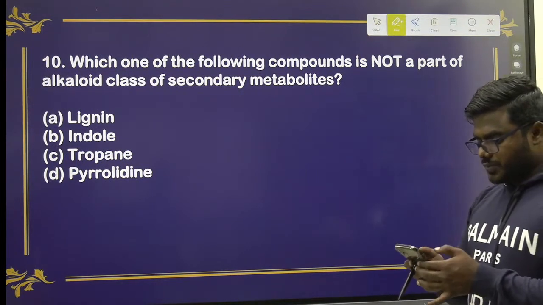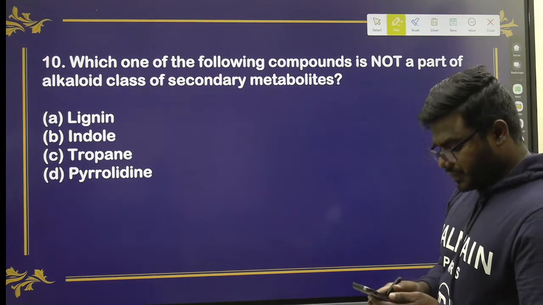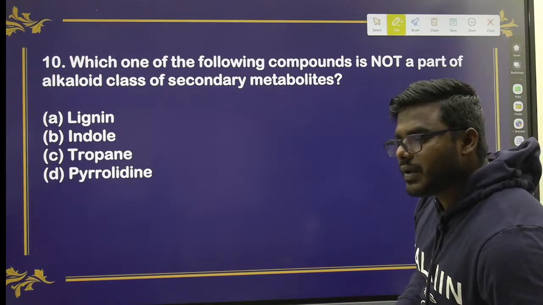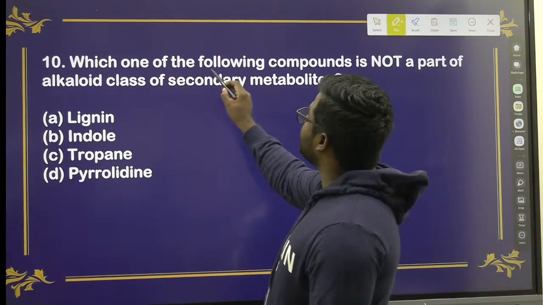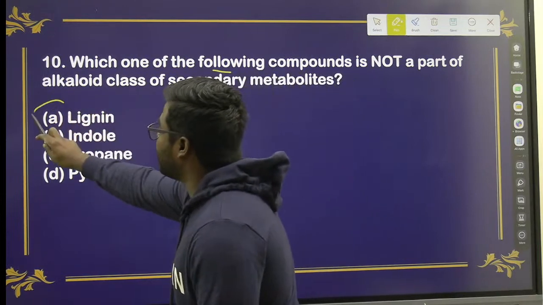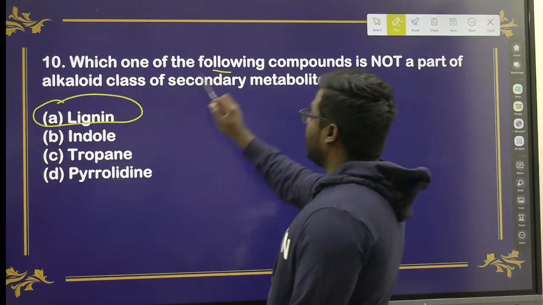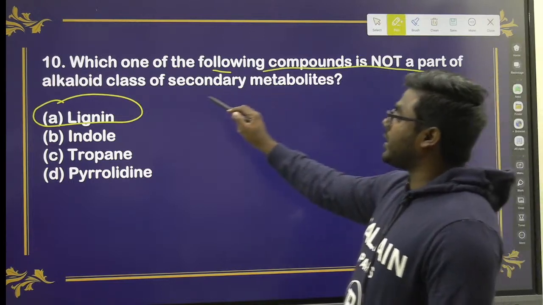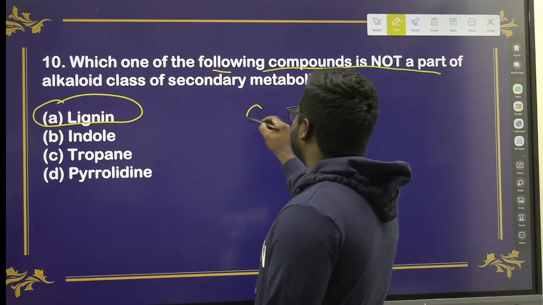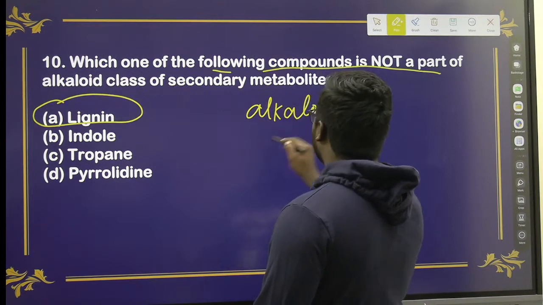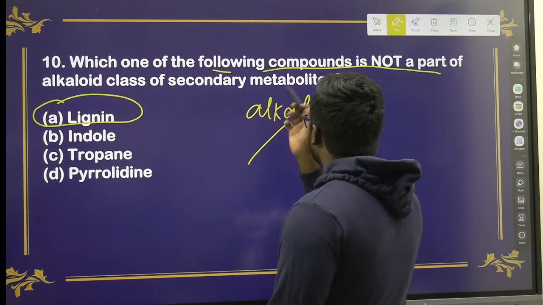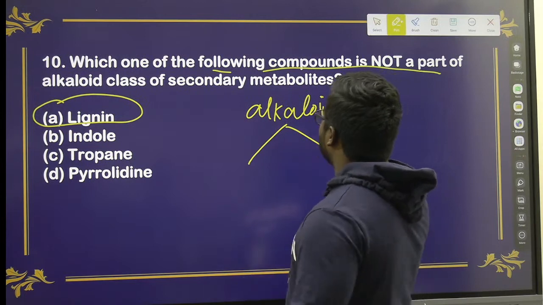Stop, stop, stop. Anyone? Okay, Akshay, look into the question. What is the answer for this particular question number 10, is it option A? Which one of the following compounds is not a part of the alkaloid class of secondary metabolites? We discussed very clearly what are the various kinds of alkaloids. You know, right?